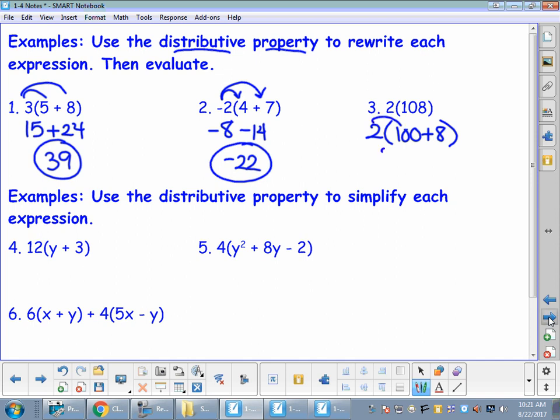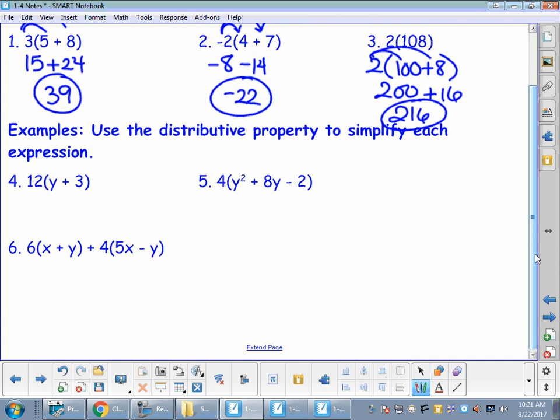I could have done 2 less than 110, but I might as well just use 100. So 2 times 100 is 200. And 2 times 8 is 16. So I end up with 216. And you could check your answers with the calculator. To simplify, I can't get an answer for this because I don't know what any of these y's and x values are. So all I can do is make it simpler, make it look better.